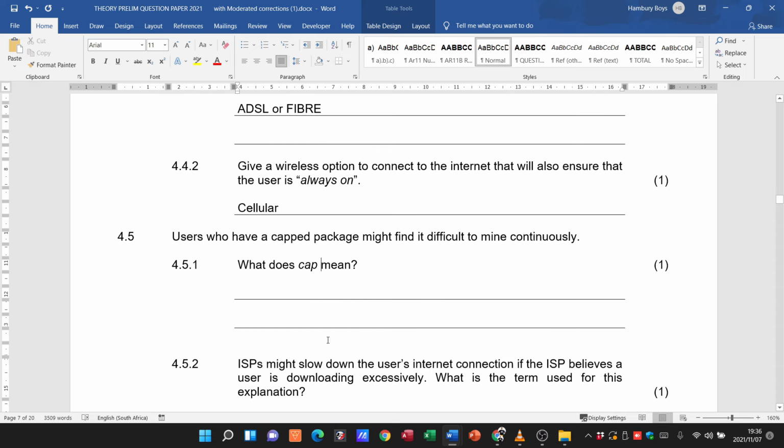All right, then 4.5, users who have a capped package. In other words, that's what the question is. What does capped mean? When we talk about a capped package, we mean that there's a limit to the amount of data that can be downloaded maybe per day or per month. Usually it's per month. Usually they'll tell you, listen, your contract or however much you've bought gives you access to 30 gigs of data per month. That is your cap. That is basically your limit.